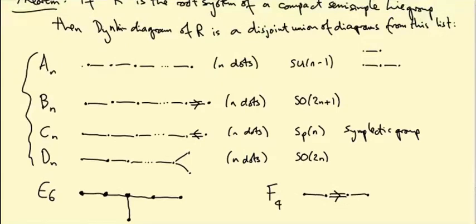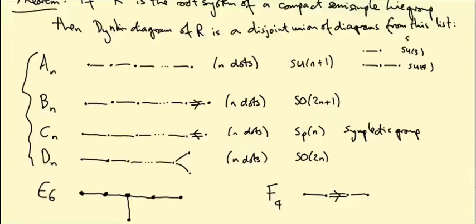So the first infinite sequence is called A_n. The subscript here is always the number of dots in the diagram. So you put n dots in a row and connect the first to the second to the third, etc., with one edge each. So we've already seen two of these. The first one was SU(3), and the second turns out to be SU(4). And in general, this will give you the Lie algebra of SU(n+1).